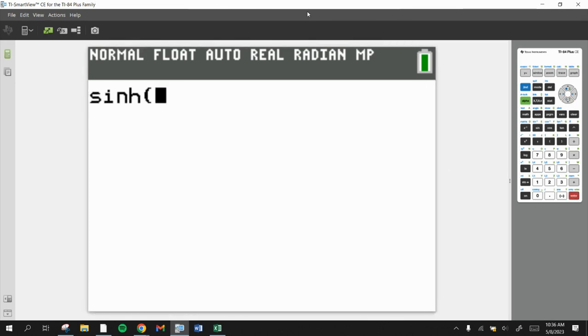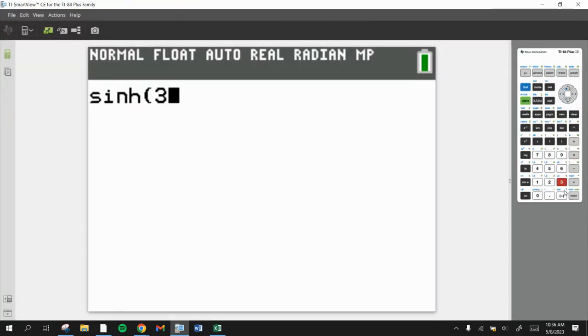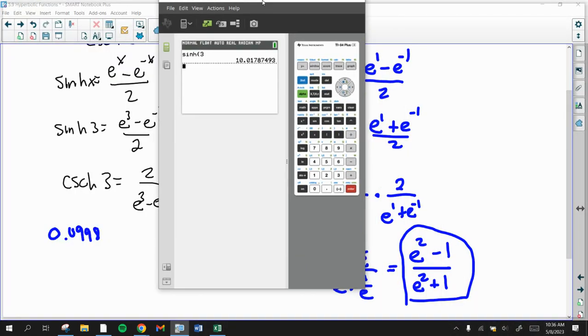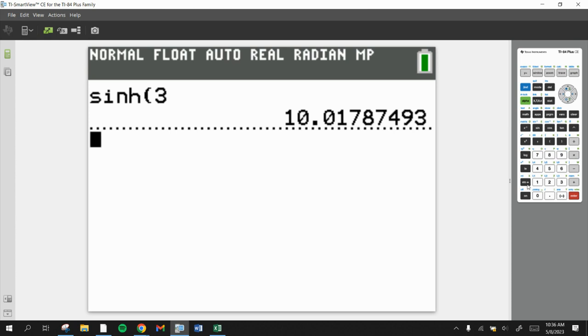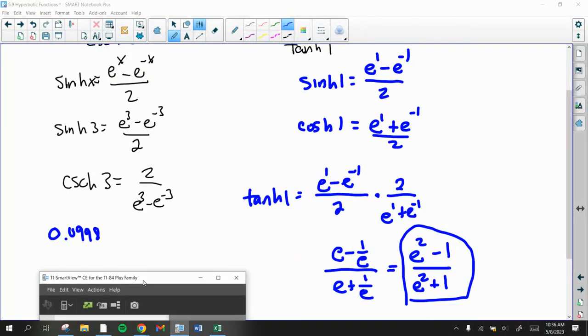And then I'm going to type in 3. So the hyperbolic sine of 3 is that. And then to get the hyperbolic cosecant, just like regular trig, I'm going to take the reciprocal of that answer. So I'll just type x to the negative first. And it's 0.0998. So that's a good check.